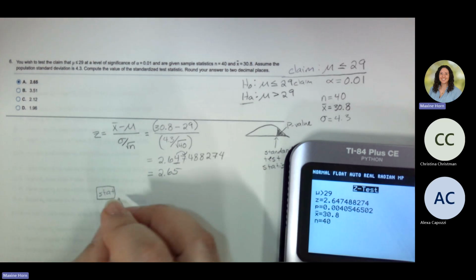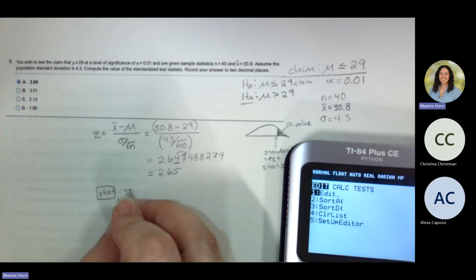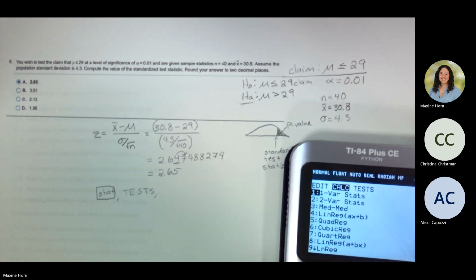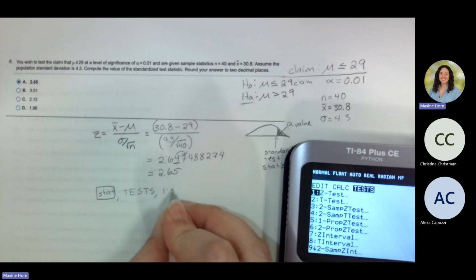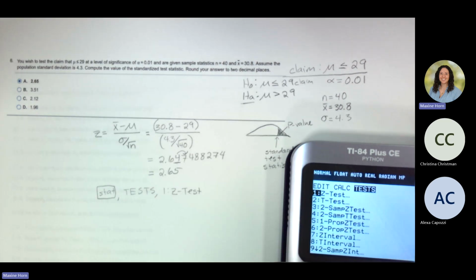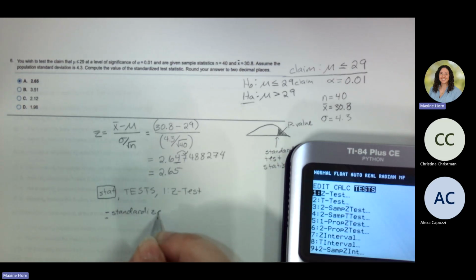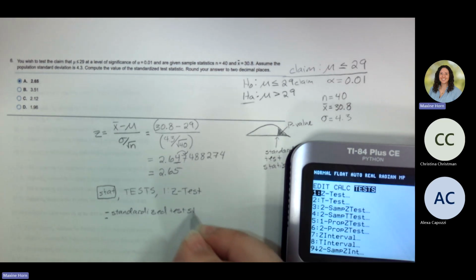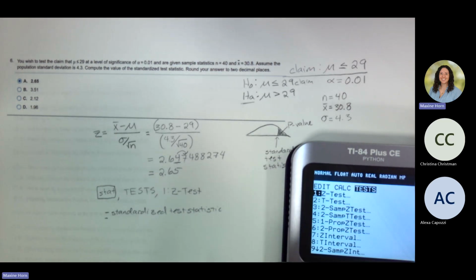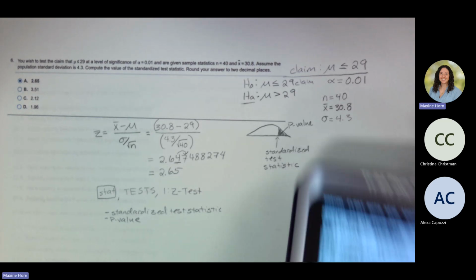Okay, then you're going to go to stat, we arrow over to tests, and we select the first one, which is z-test. When we do that, that's going to give us both our standardized test statistic and our p-value. It's going to give us both of those things. We only needed the standardized test statistic for this problem, but it gives us both.